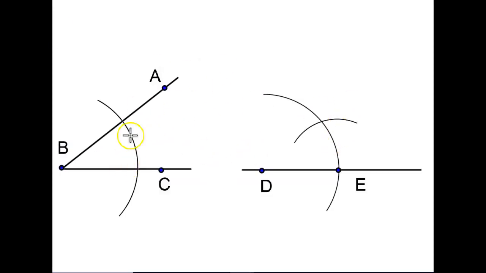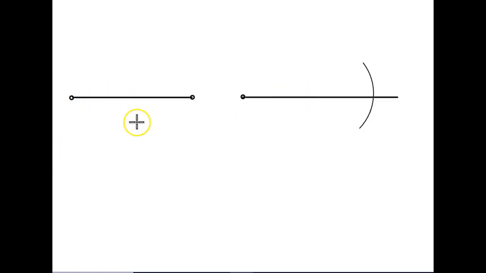You see 2 things here. So we're copying something. When we connect this, we see that we've made a copy of this angle. And finally, here we have 2 things. So we're copying something, and this is a copy of a line segment.